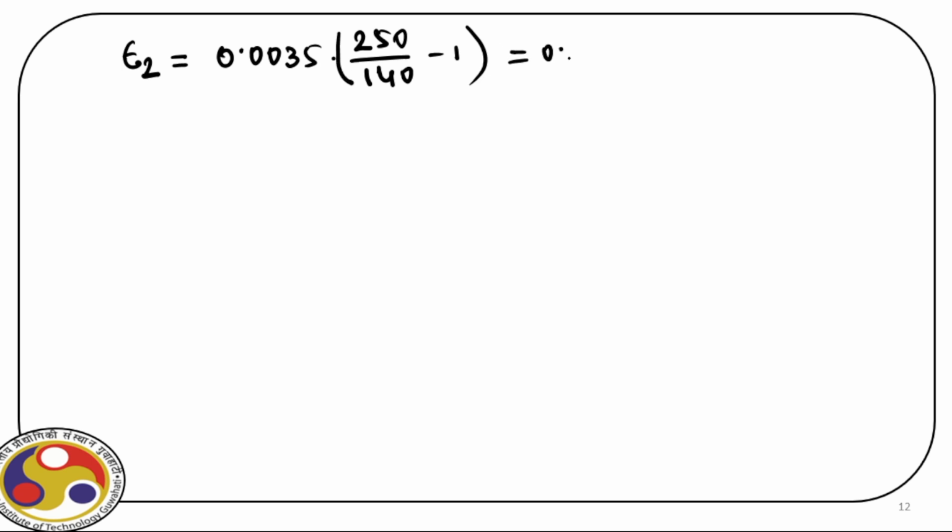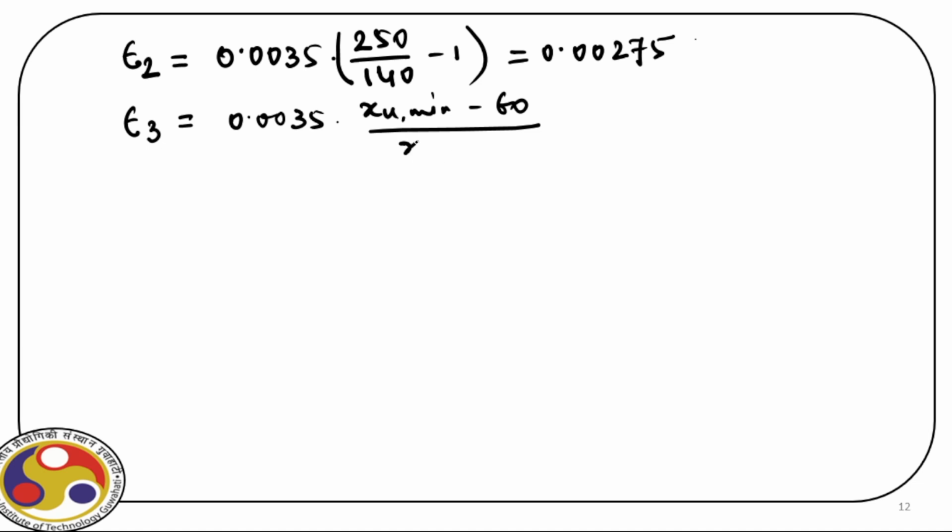Now our next task is to find out epsilon 2, which is again from the strain diagram. We can find out now the same way we did earlier. So 250 by 140 minus 1, and this value is 0.00275. Epsilon 3 is equal to again 0.0035 times xu minimum minus 60 divided by xu minimum.